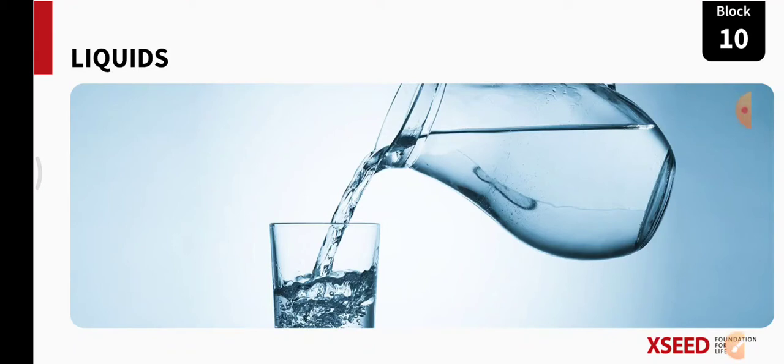In the previous class we learned about solids, how to identify whether a thing is solid. Today we are going to learn about liquids. On the screen you can see a glass of water. From where are we getting this water? From the jug. The jug already has water, so if you lift up the jug you can pour it. Water is a liquid because you can pour it from one container to another container, right?